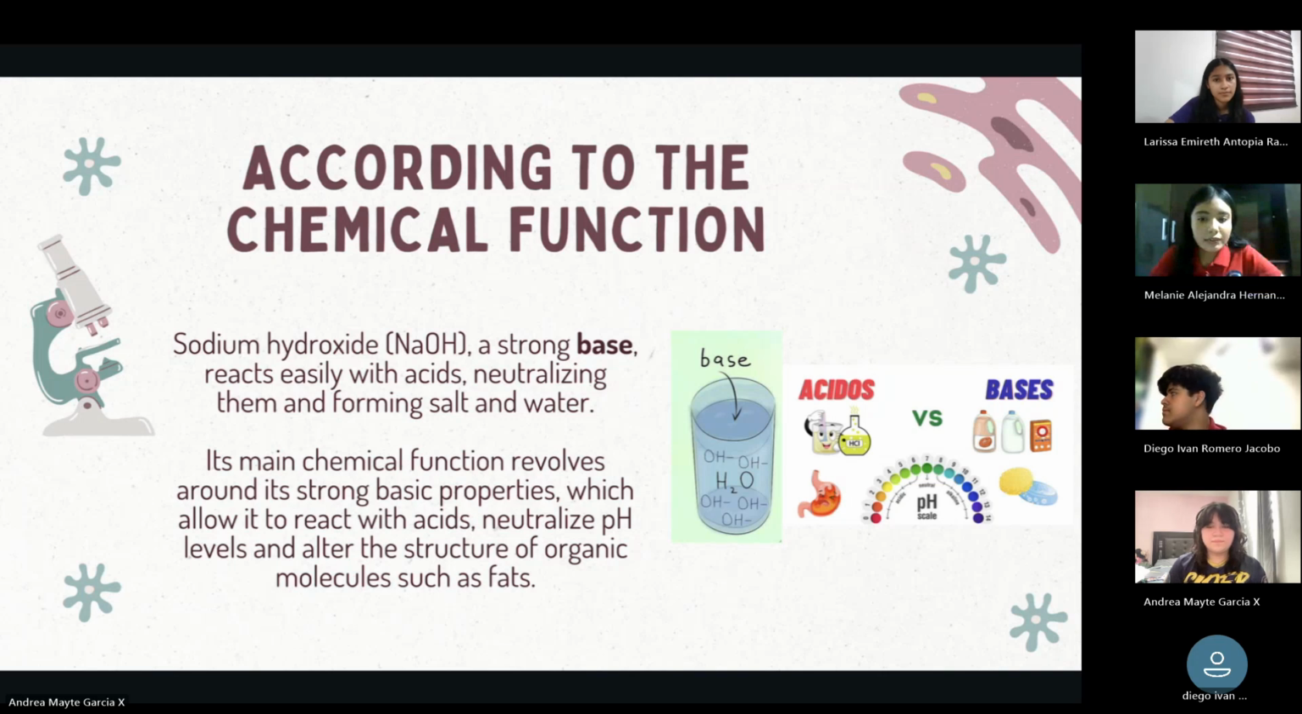As for its classification by chemical function, sodium hydroxide is a strong base. It reacts easily with acids, neutralizing them and forming salt and water. Its main chemical functions revolve around its strong basic properties, which allow it to react with acids, neutralize pH levels, and alter the structure of organic molecules such as fats.